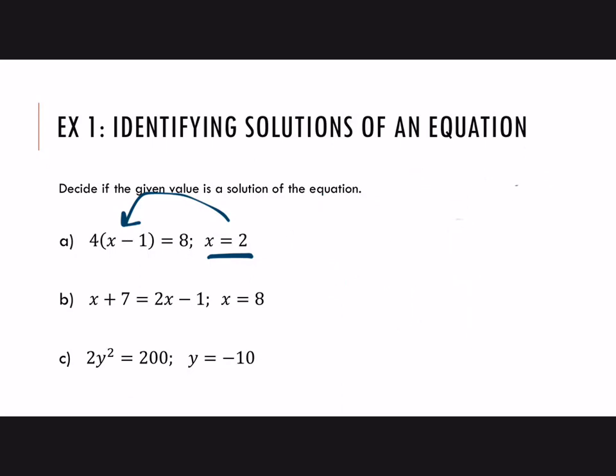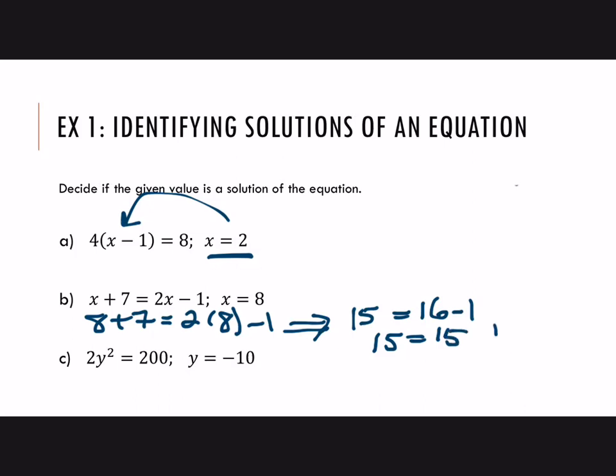Alright, the next one, substituting 8 for x. 8 plus 7 is 2 times 8 minus 1. And I'll put an arrow. If you need to show that you're moving from one equation to another, use an arrow. Don't use another equal sign, because then you're kind of combining more than one equation. Okay, so here we have 8 plus 7 on the left-hand side, and on the right we have 16 minus 1, and that is true. Alright, so x equals 8 is a solution.